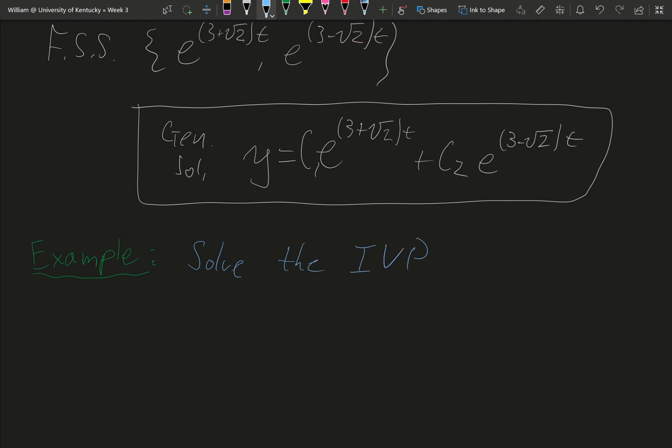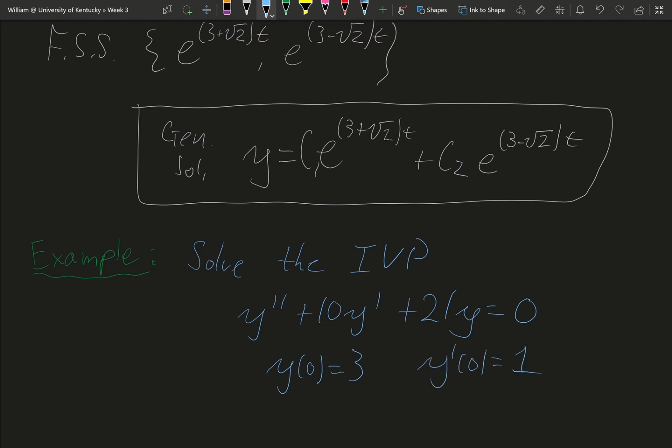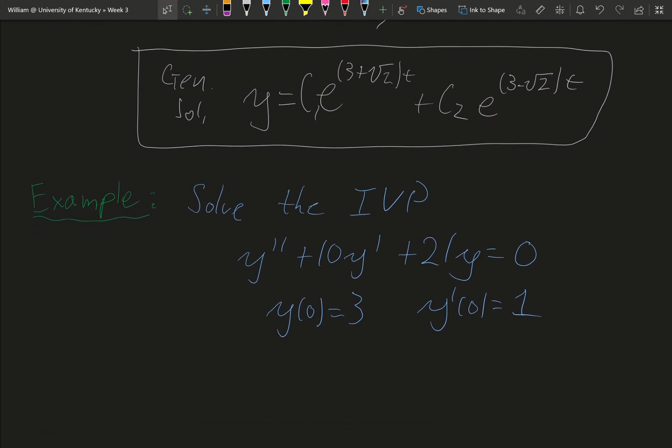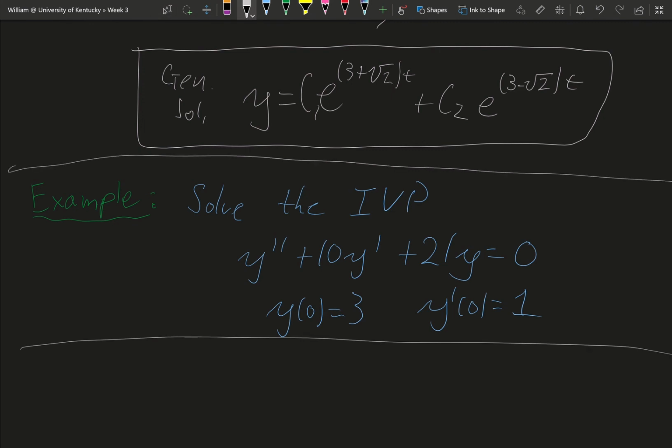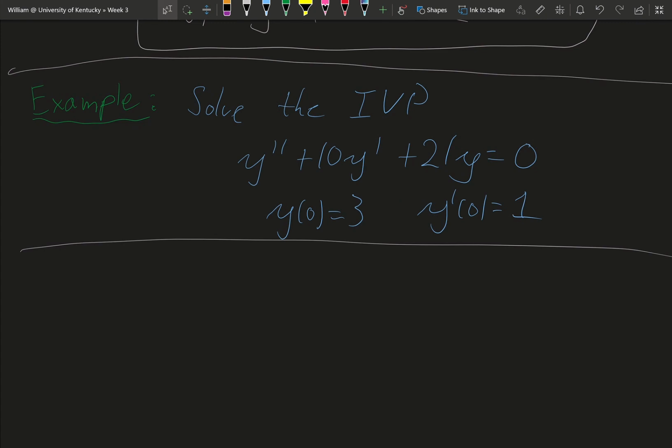So let's solve the IVP y double prime plus 10y prime plus 21y equals 0, where y of 0 equals 3 and y prime of 0 equals 1. Okay, so this is an IVP. I've done a few examples of these, but I still saw some people getting confused about it during our Zoom meeting yesterday. So let's go at that.